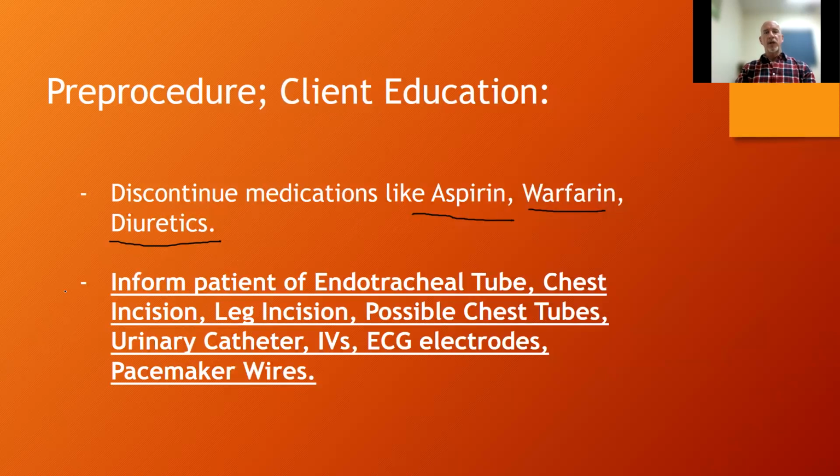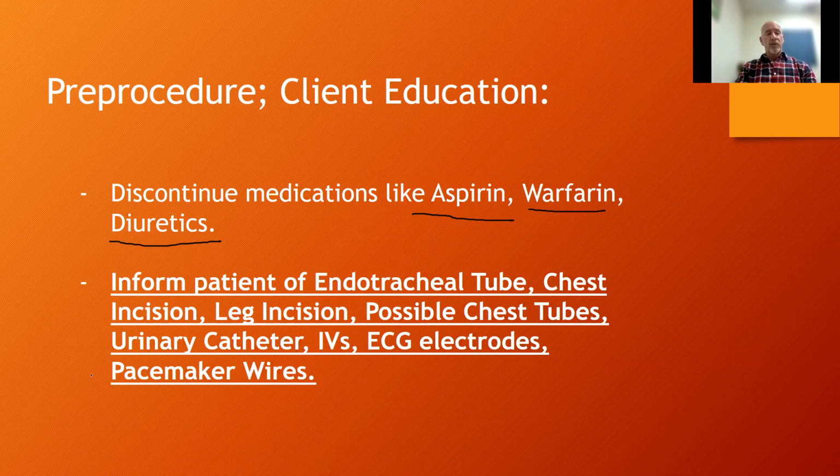Inform the patient that they are going to be getting an endotracheal tube. They're going to be getting an incision in their chest. They're going to get a leg incision. They may have a chest tube inserted in the side of their rib. They will have a urinary catheter. They'll have IVs, they'll have electrodes there.